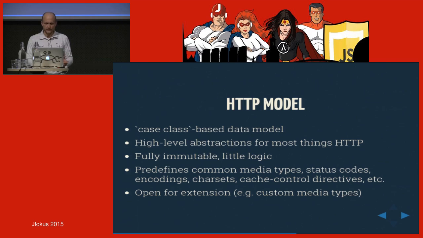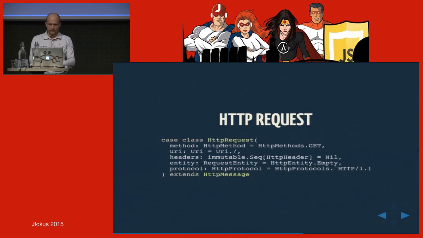So there are high-level abstractions for almost everything in HTTP. It's fully immutable. There's almost no logic in there because it's a model. And it predefines everything that you need to work with: status codes, encodings, char sets, everything. And it's open for extension, so if you have your own media types that you want to provide with your APIs, it's not a problem. So let's look at what this looks like.